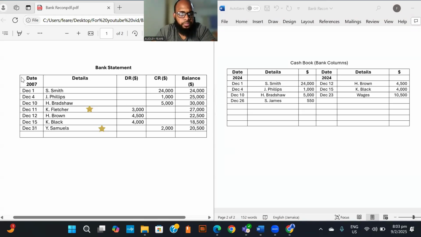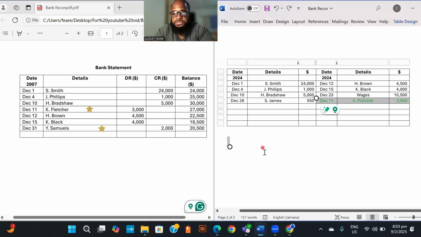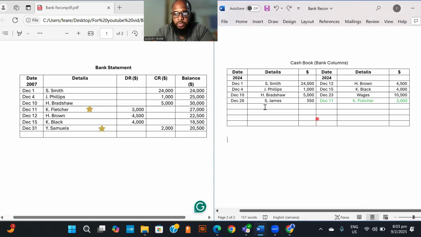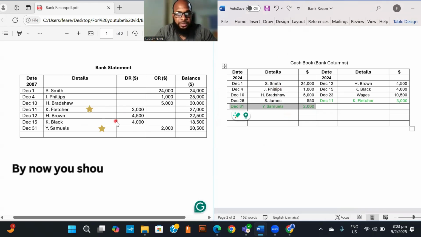So let's go. We put back the same cash book. We write back whatever we had first, and now we're going to continue. So we add K Fletcher. Remember, K Fletcher was on the debit side of the bank statement, so we put that on the credit side of our cash book. Y Samuels is on the credit side of our bank statement. That means it will go on the debit side of our cash book. So those are the two items that we needed.